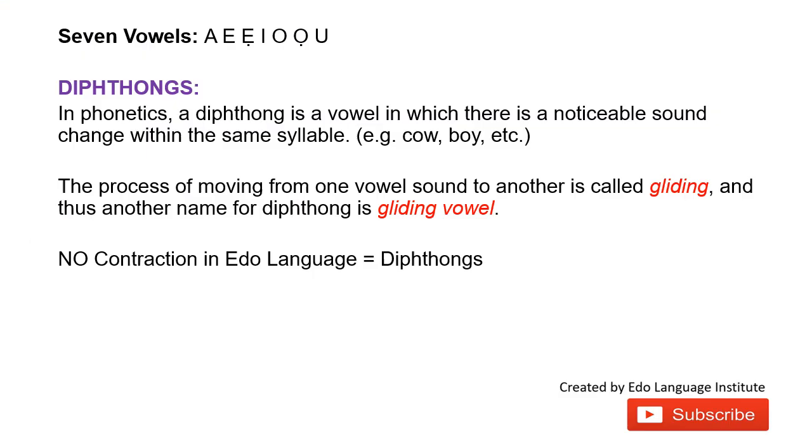So up to the next slide. Yeah, so this is what I was saying with diphthong. In phonetics, a diphthong is a vowel in which there is a noticeable sound change within the same syllable. For instance, in English, we have cow, so we have the ow sound. There's a change in the sound, so we're moving from one vowel sound to the other. The same you also have with boy, oi. So you call this gliding. A diphthong is also called a gliding vowel. So wherever there is no contraction in the Edo language, that's basically where a diphthong sounds.